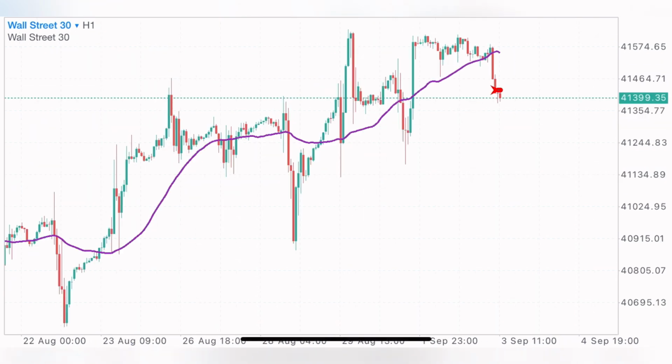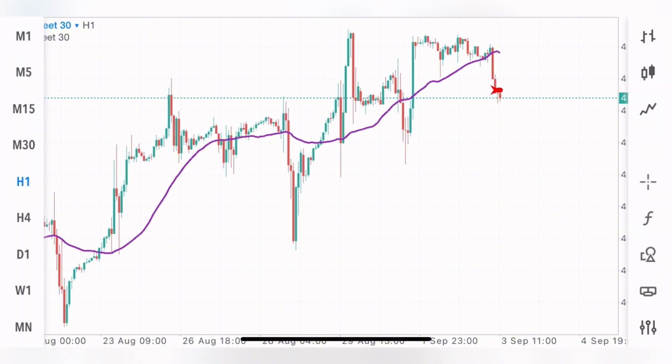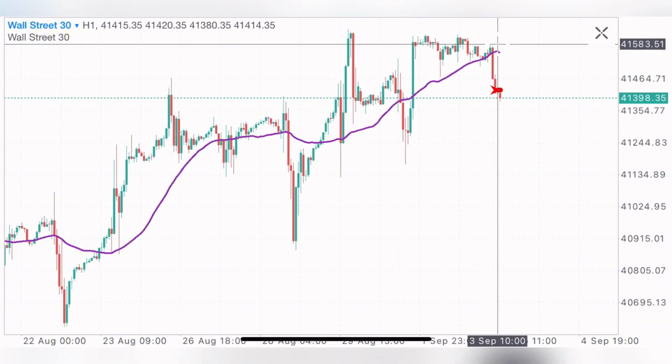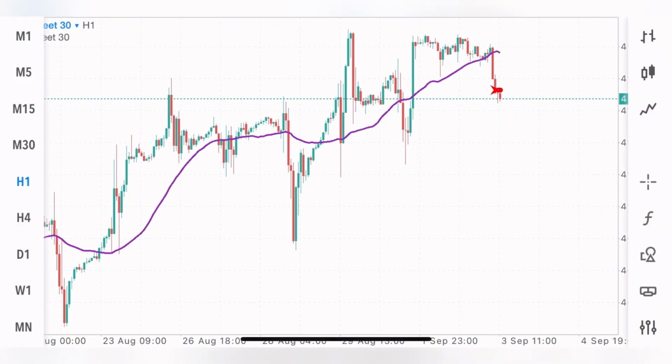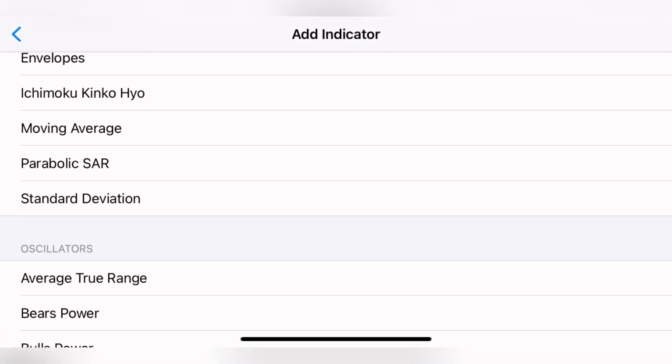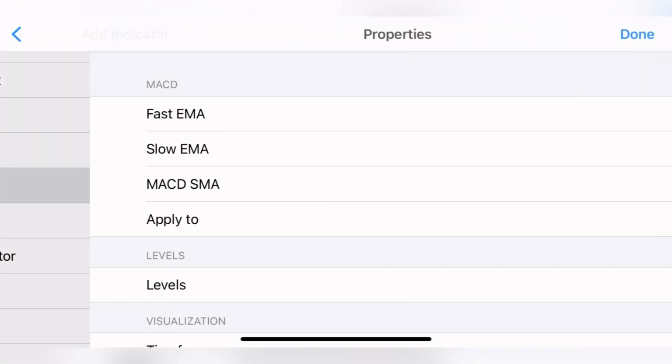Now I'm going to zoom out a little bit, and we can get a clear and confirmed entry for what we can do next on the market. So what we should do right here, we're going to put on the MACD indicator just to see clearly. So go over to the indicator section. I'm going to put on the MACD indicator right here.